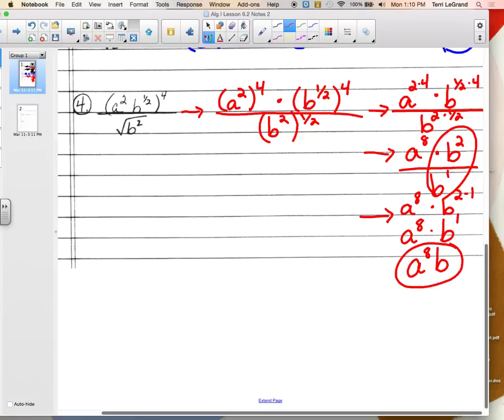No negative exponents, no zero exponents. Can't divide anything out that will help us out, so I would say we've got it simplified, right? Okay, that is taking and simplifying an algebraic expression.